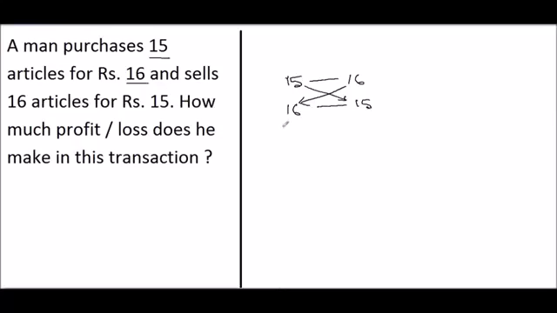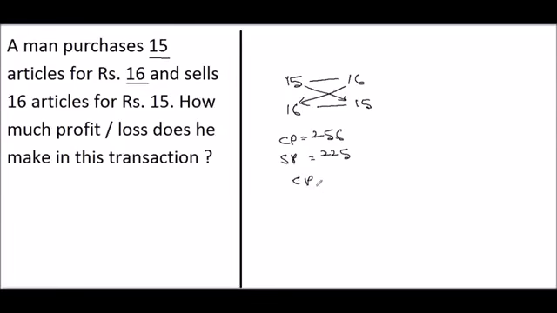Now 16 into 16, that is the cost price. Always remember, from here to here, take it as cost price. From here to here, take it as selling price. In every question, write it in the same order in which they have given. Now 16 16s, 256 is the cost price. Then 15 15s, the selling price is 225.